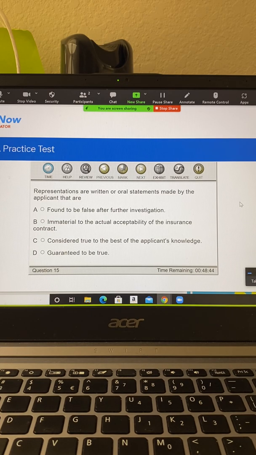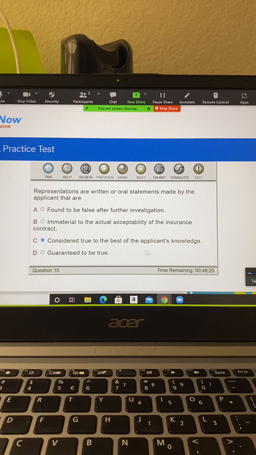Considered to be true to the best of the applicant's knowledge. Bam! Exactly. What were you thinking about? What were you considering? Nothing. I was just trying to read them. Oh, I need my glasses on, probably. Okay, I ain't gonna disagree with you.